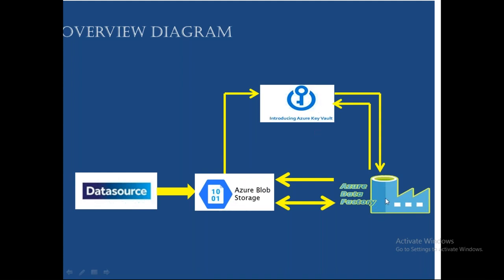Now if Data Factory wants to connect to the Azure Key Vault, what does it have to do? It will connect to the Azure Key Vault by using a linked service only. Once connected, you can read the secrets, which is nothing but the key or username and password. With those, you can connect to the Azure Blob storage, and once connected you can read and write the data into the Azure Blob storage. These are some of the common scenarios.